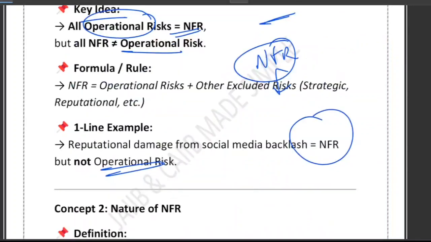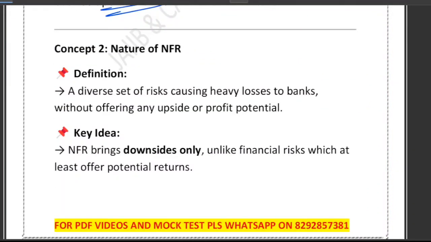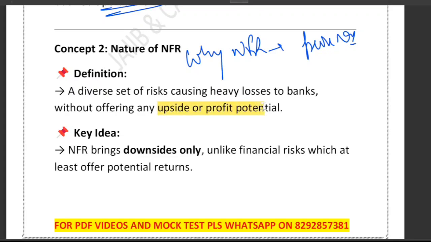Now friends, let's look at the next concept, nature of NFR. Why is NFR a pure loss? We will answer the question, why NFR is a pure loss. NFR is very different from financial risk. Financial risk, like market risk or credit risk, has both upside and downside potential, right? It has both profit potential and downside potential. For example, a bank might take a market position and earn profit, or it may lose.